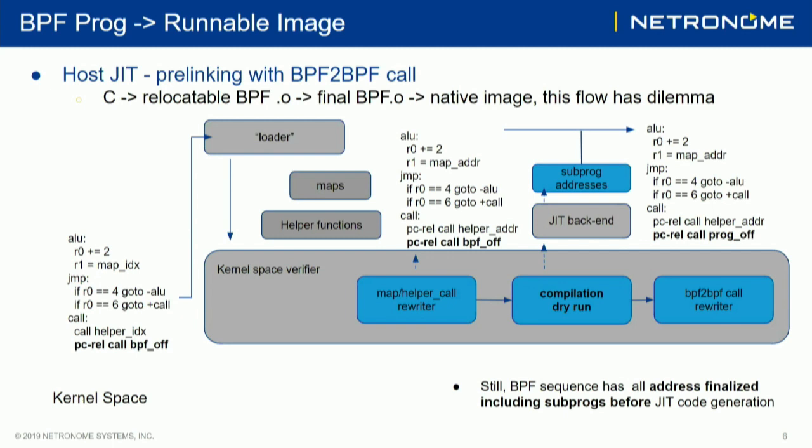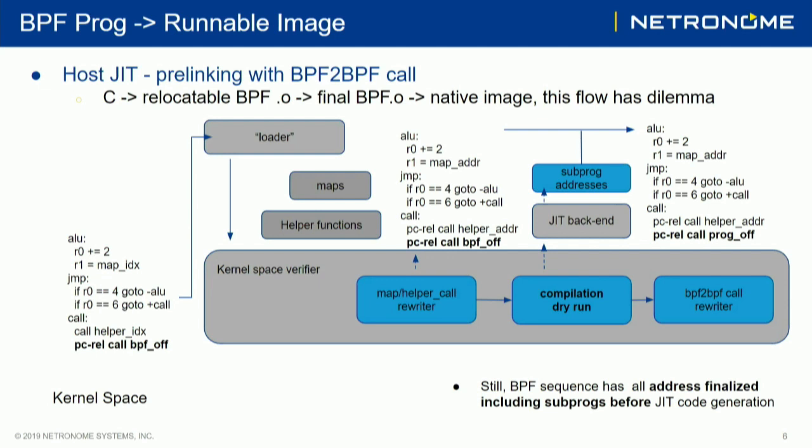Because currently we are doing the relocation on BPF ISA, I think this flow has a dilemma. The final address we want is the address on the native image, but the relocation is performed on the BPF ISA, so you can't know the final address. You can only know it after you finish the code generation. Currently we resolve this issue using a dry run. During verification, during the pre-linking, we also call the JIT backends to do a dry run compilation to get the function call, the sub-program address.